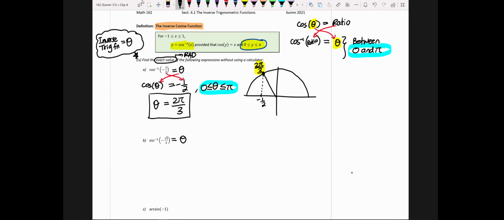Inverse sine of -√2/2 is equal to theta. Therefore, sine of theta is equal to -√2/2. So we do the switch, but we do need to remember that for inverse sine, the theta values are between -pi over 2 and +pi over 2. So we want to find the theta that satisfies the equation, but also lives in the restriction.